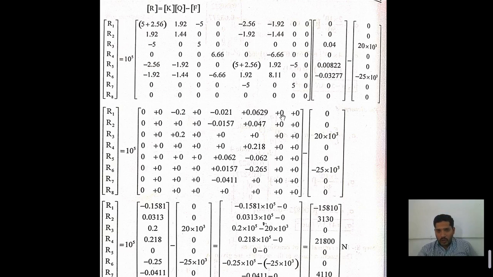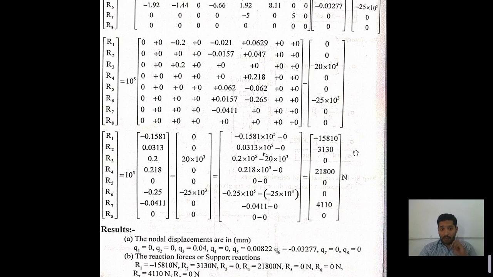Again, the same procedure you have to follow here. This value 0 into 0, all this column becomes 0, and all this column becomes 0. Then minus 20 into 10 power 3, 0 0, minus 25 into 10 power 3, 0 0 as it is, keep as it is. After that, remember one point, we need to add all the values: 0 plus 0 plus minus 0.2 minus 0.021 plus 0.629, then you will get minus 0.1581.